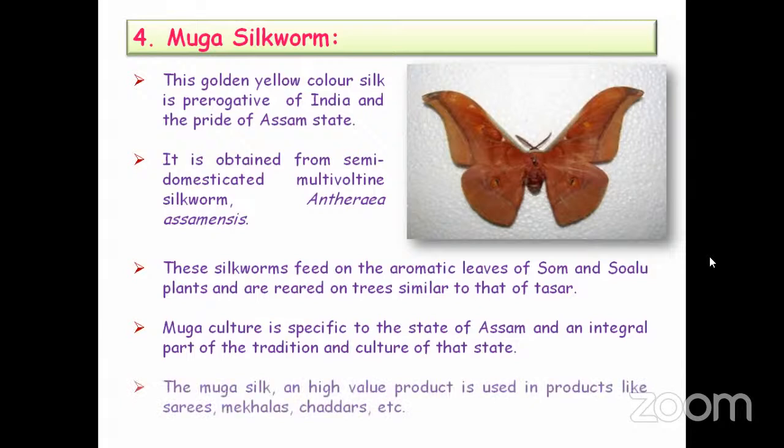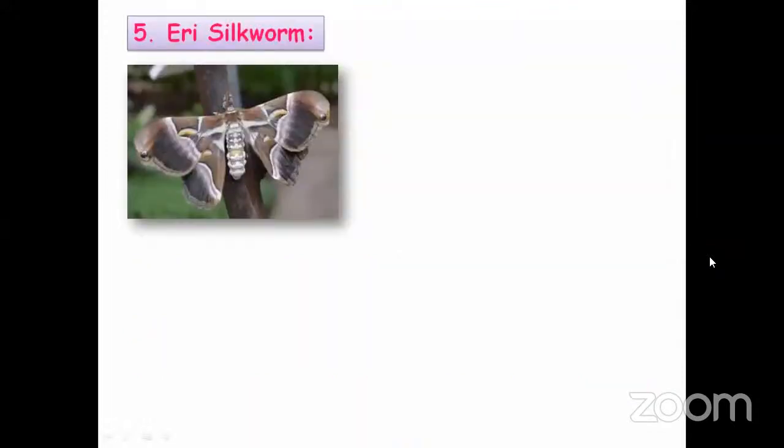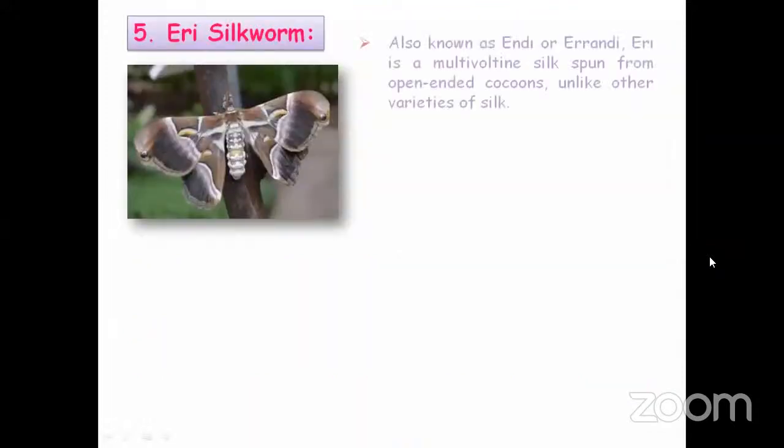Then the Muga silk is a high value product, used for products like the saris, mekhalas, and chadars. Likewise, for that purpose, this Muga silk is mostly used. The next one is the Eri silkworm. They are also known as the Indi or the Irandi.